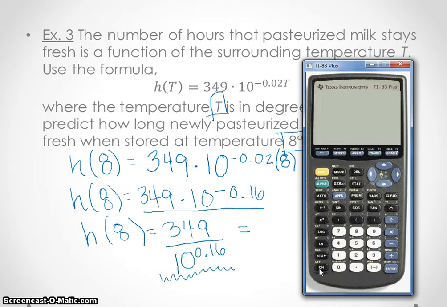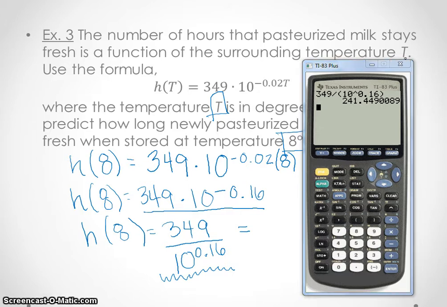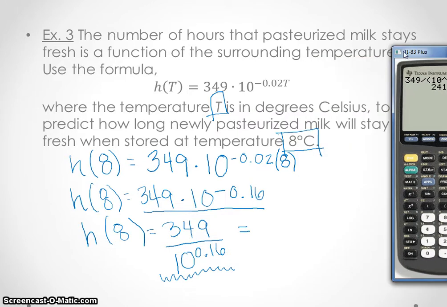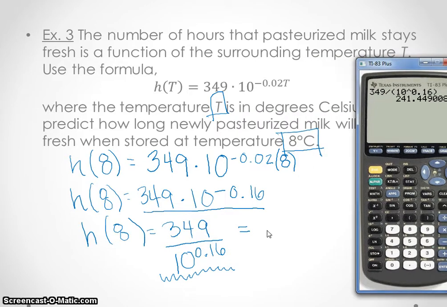So I'm going to do it the second way just because I did that. I'm going to use it. So 349 divided by, now just for good measure, I'm going to put this in parentheses. So 10 to the 0.16 power. And we hit enter and we get 241. So 241. Now you might be like, wait, days? That seems like quite a long time. 241 days, that's most of a year. That's not how long milk lasts.